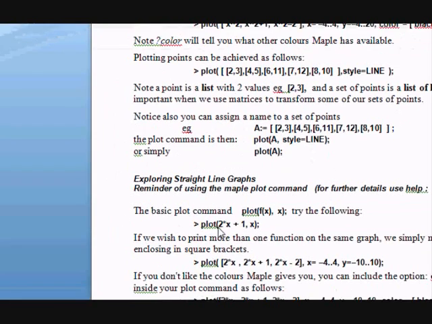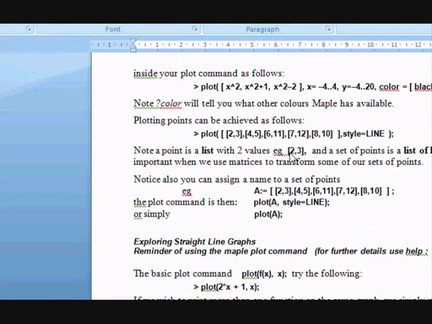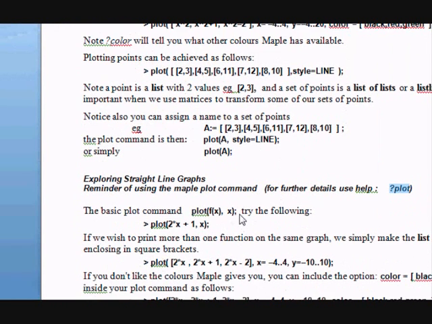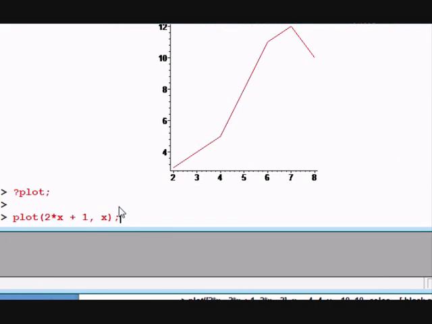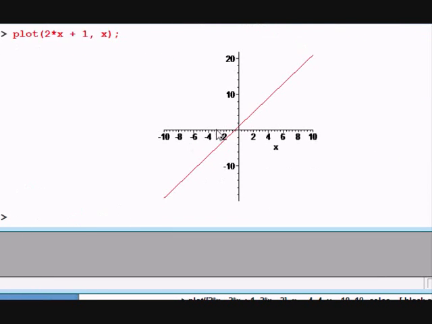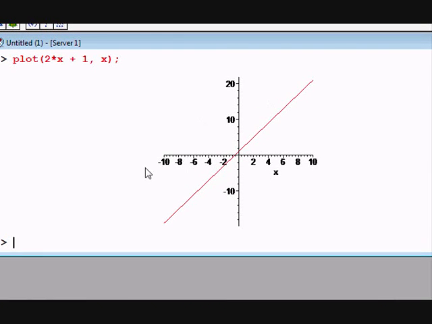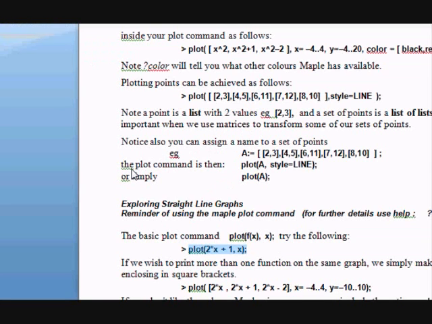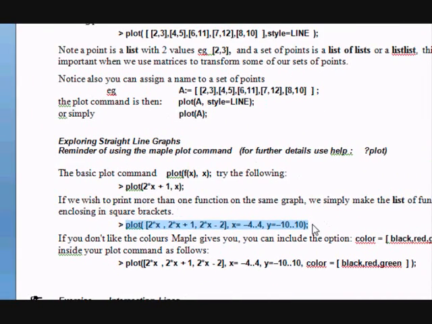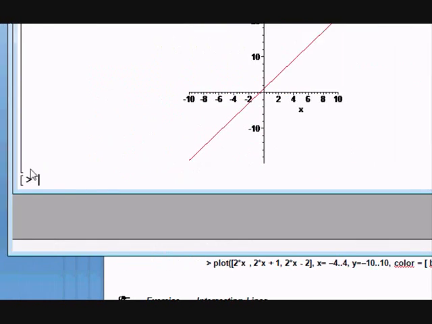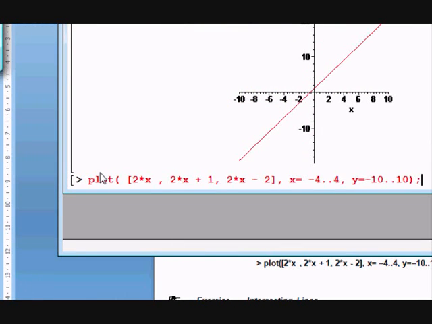Okay, so a little bit more exploration of the plot command, because we can also plot functions and equations. So I can plot, for example, 2 times x plus 1 against x. If I plot that, I should get a straight line. Very much like the plots that we did earlier, and I can plot all sorts of more complex graphs.